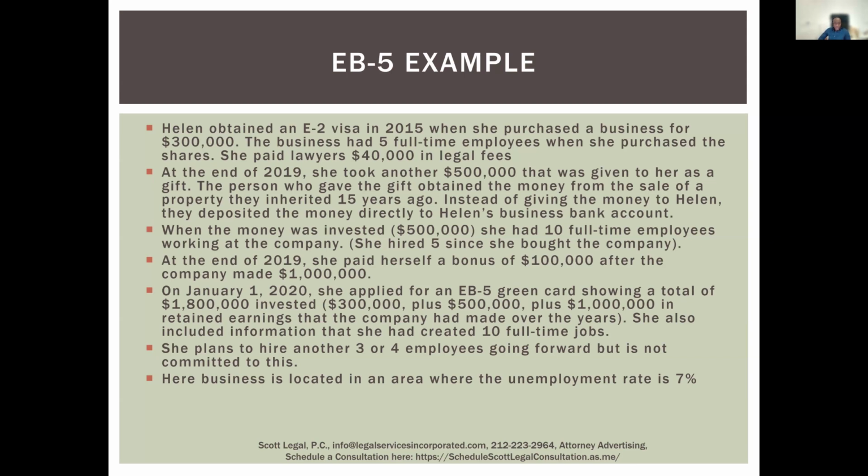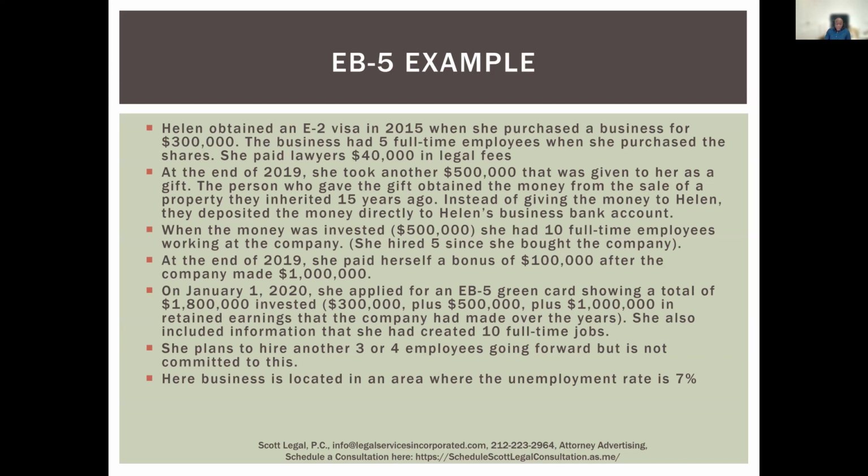When the money was invested, she had 10 full-time employees. So those 5 employees that she gained. The problem here is that none of those 5 employees can count towards job creation, because up to now in this example, she hasn't invested any money in the company that counts towards job creation, right? Because the 300,000, we say that can't count, and she didn't invest any more. So right now she's at 0 for employees when we look at it in the EB5 world. And then the retained earnings, none of that's going to count, right? That's just money the company made.